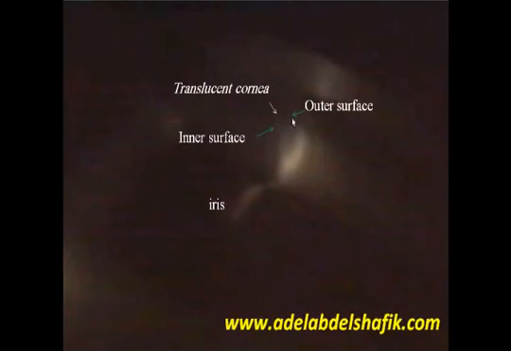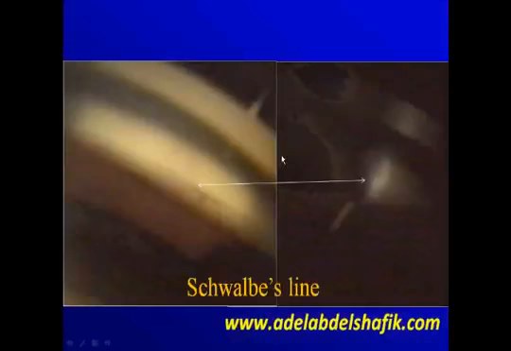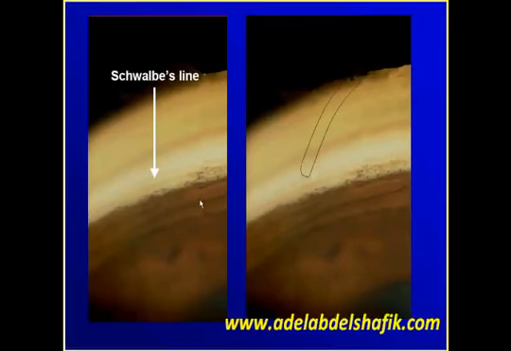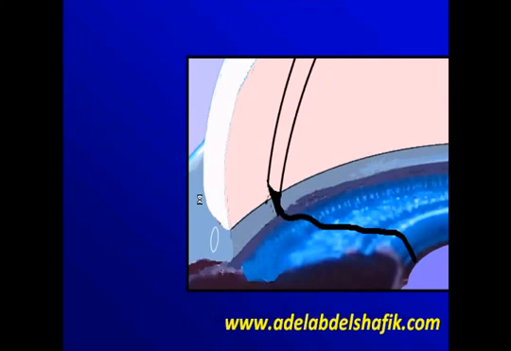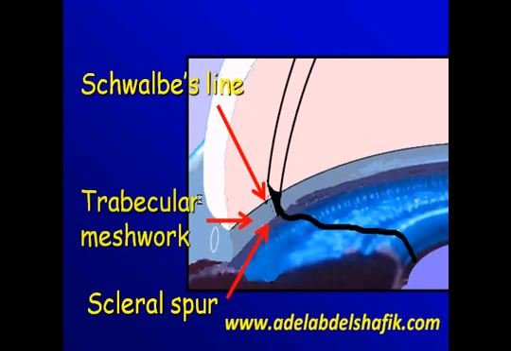So, inner surface, outer surface, in between stroma, opaque sclera, then you get here the Schwalbe's line. Here, and if you get a widened beam, it should be here. Posterior to it, you get the slightly pigmented trabecular meshwork. This is the location of the Schwalbe's line. Trabecular meshwork, slightly pigmented.